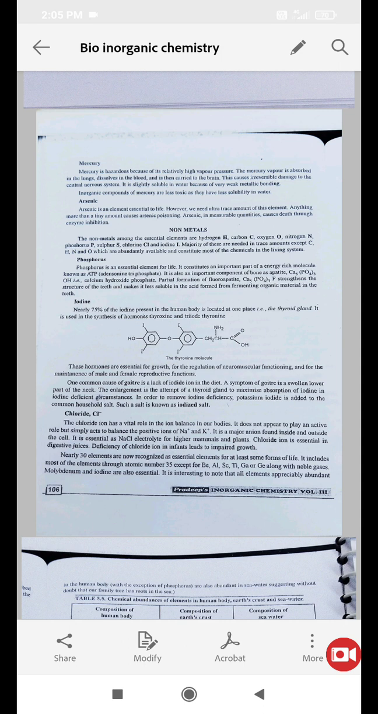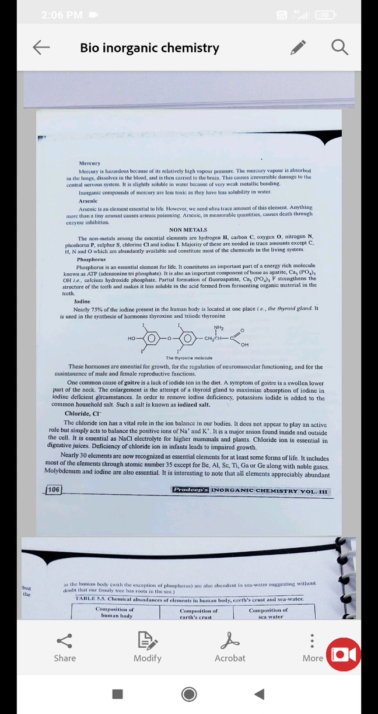Iodine. Nearly 70% of the iodine present in the human body is located in one place, that is the thyroid gland. It is used in the synthesis of the hormones thyroxine and triiodothyronine. This is the structure of a thyroxine molecule. These hormones are essential for growth, for the regulation of neuromuscular functioning, and for maintaining male and female reproductive functions. One common cause of goiter is lack of iodine in the diet. A symptom of goiter is a swollen lower part of the neck, enlargement in the attempt of the thyroid gland to maximize absorption of iodine in iodine deficiency circumstances.